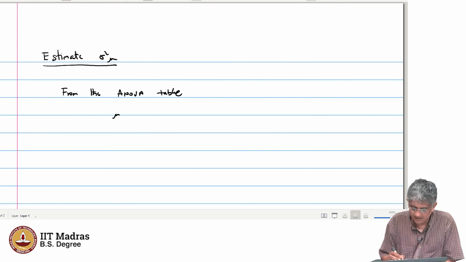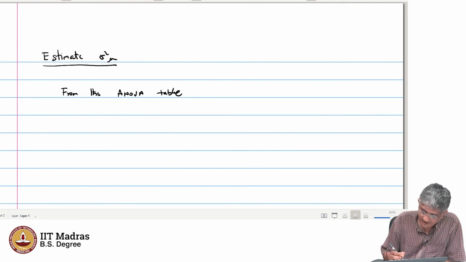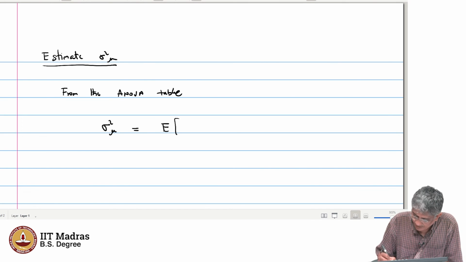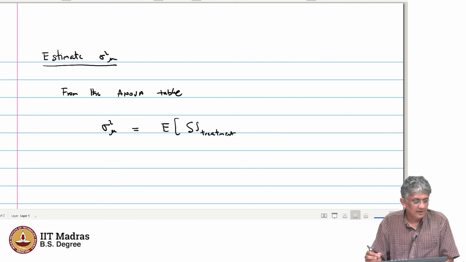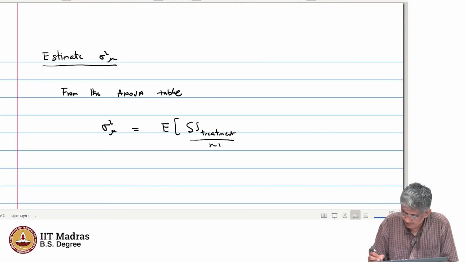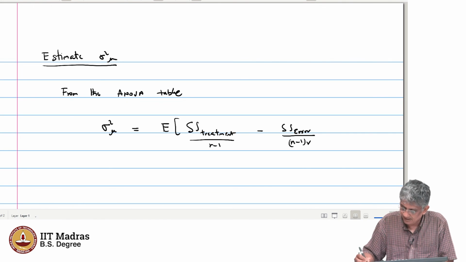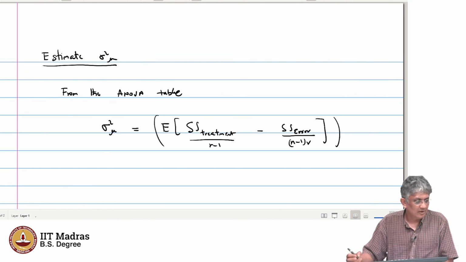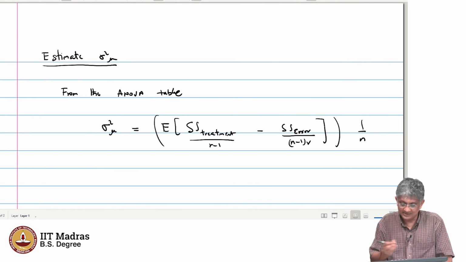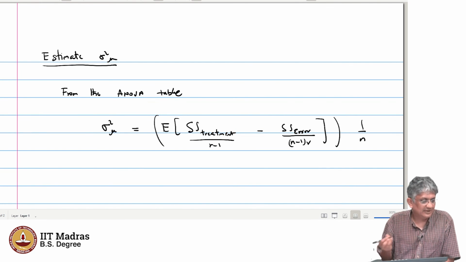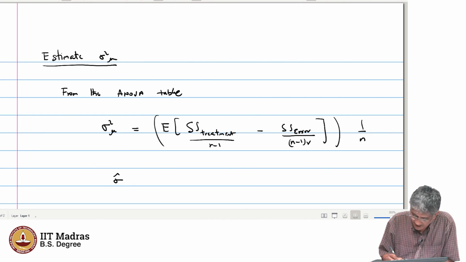if you do the algebra from there, sigma squared mu is equal to the expected value of the sum of squares treatment divided by r minus 1, and then you subtract the sum of squares error divided by n minus 1 times r, and the whole thing you divide by 1 over n. So that's the expression for sigma squared mu from the calculation there, right? So a natural estimate, sigma squared hat, would be exactly that, right? Just take exactly the above.